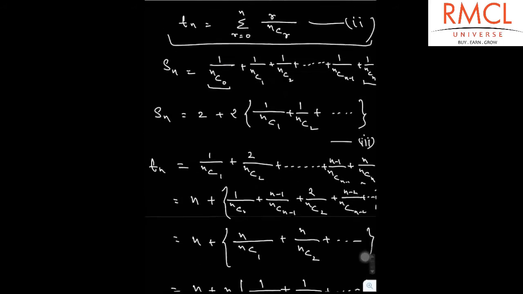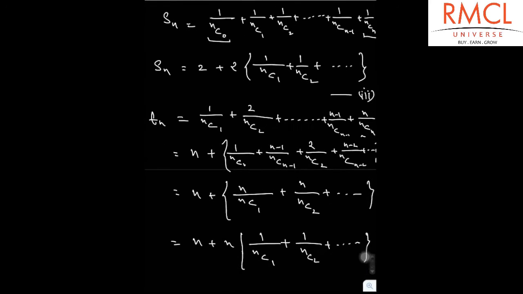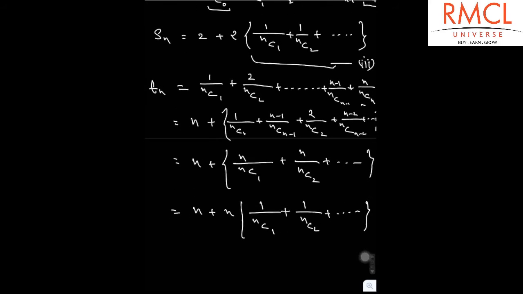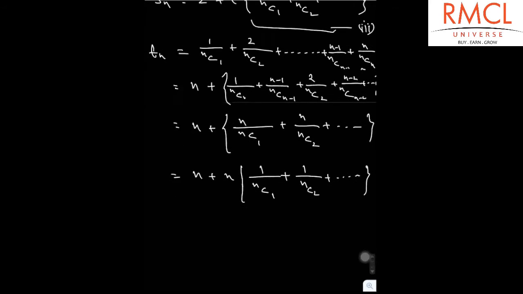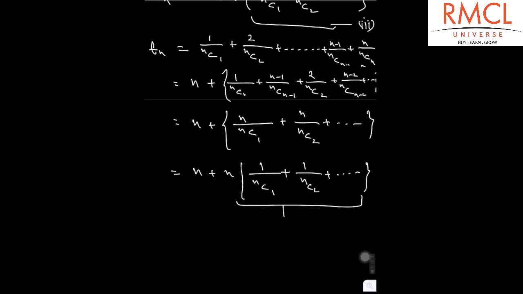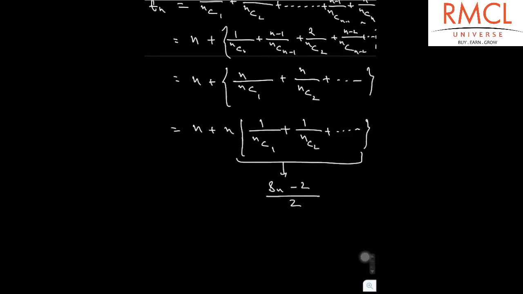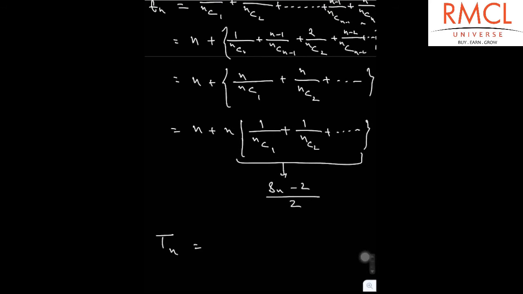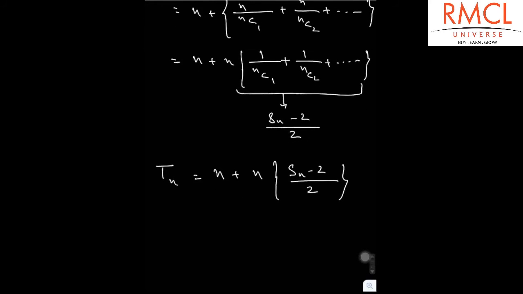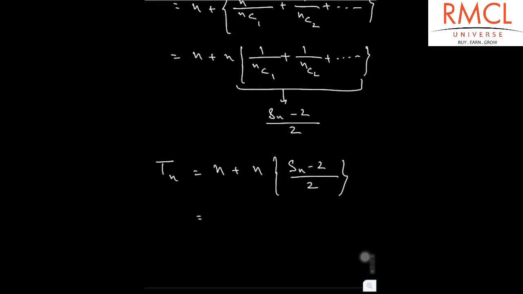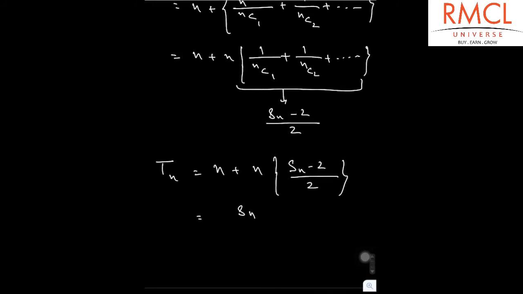From equation number 3 we know that the value of this term is equal to (Sn minus 2) divided by 2. So if you put the value of this here, you will have Tn is equal to n plus n multiplied by (Sn minus 2) divided by 2. Okay, so this is Sn multiplied by n divided by 2.